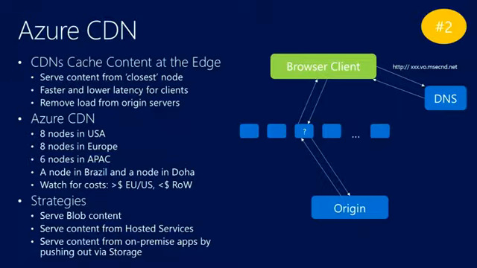There's a bunch of nodes in the Windows Azure CDN spread around the world. And in terms of costs, it's a little cheaper to serve it for the rest of the world, and it's a little more expensive to serve it for EU and the US when you compare it to just serving it straight out of blob storage. A few strategies here, right? How you might use this is really good stuff.